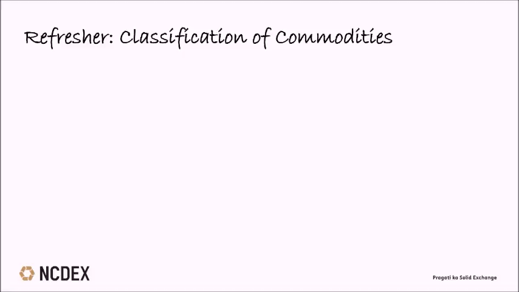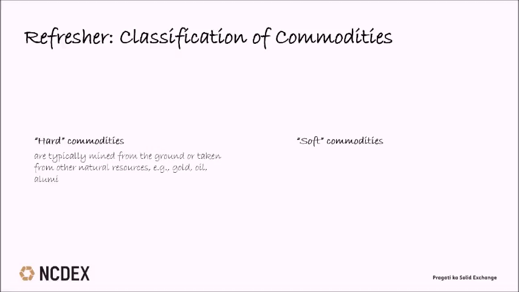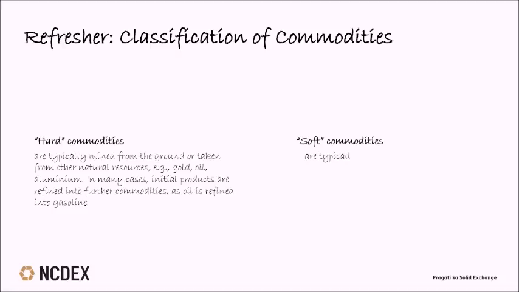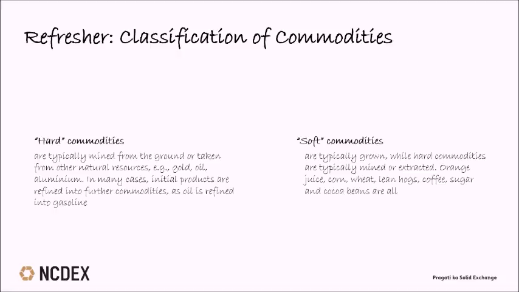So now let's refresh ourselves on the classification of commodities. Commodities could be broadly classified into two types, that is hard commodities and the soft commodities. Hard commodities are typically mined from the ground or taken from other natural resources, for example gold, oil, aluminium. In many cases, initial products are refined into further commodities. For example, oil is refined into gasoline. On the other hand, soft commodities are typically grown while hard commodities are typically mined or extracted. For example, orange juice, corn, wheat, lean hogs, coffee, sugar, and cocoa beans are all such examples of soft commodities.